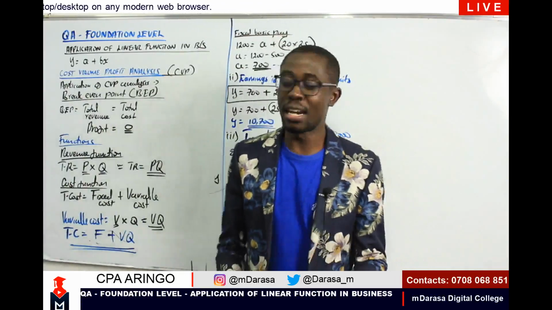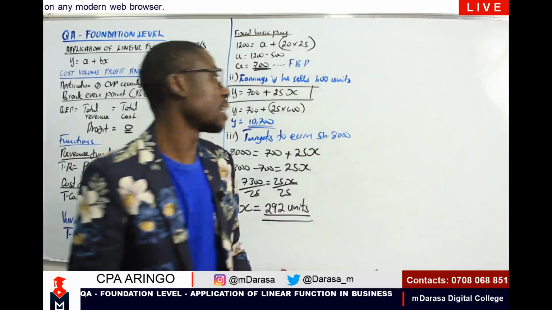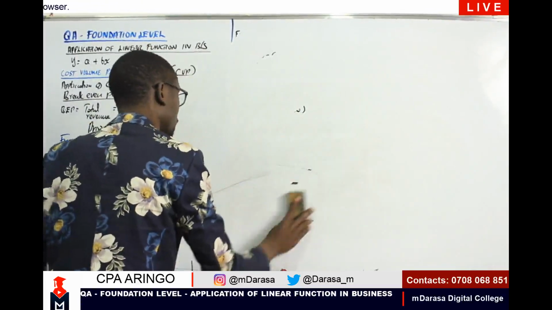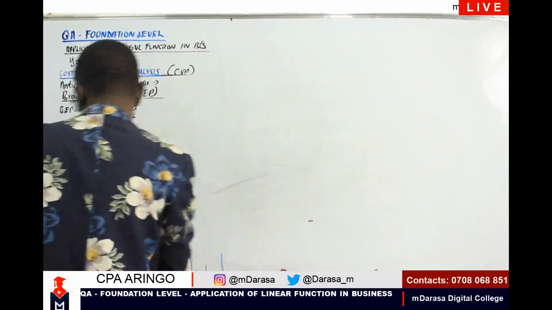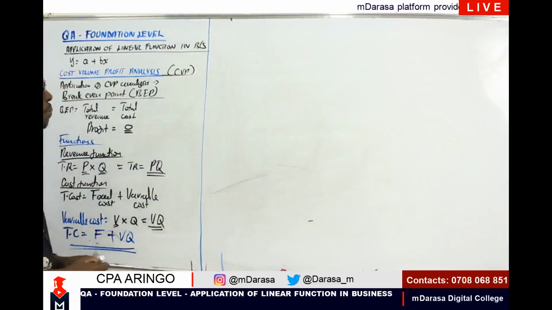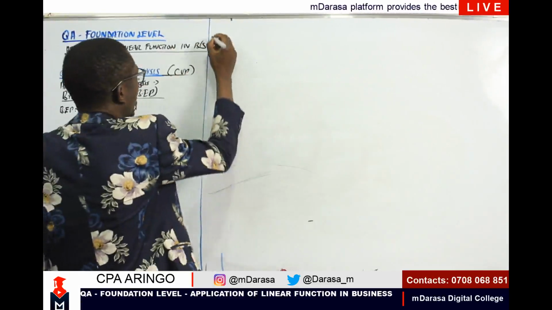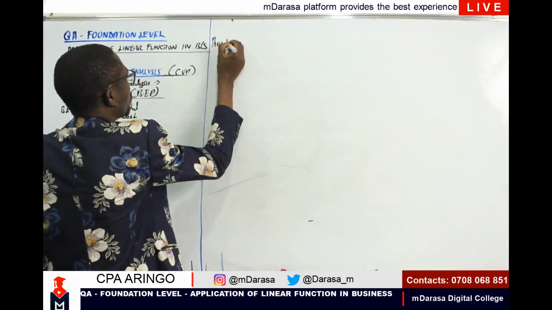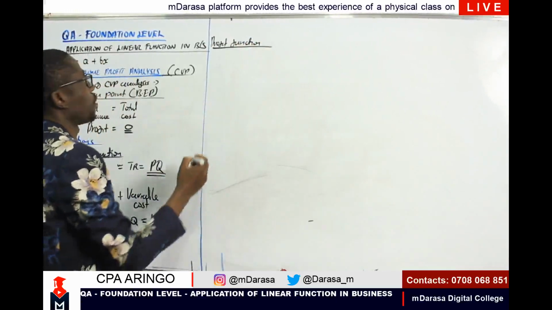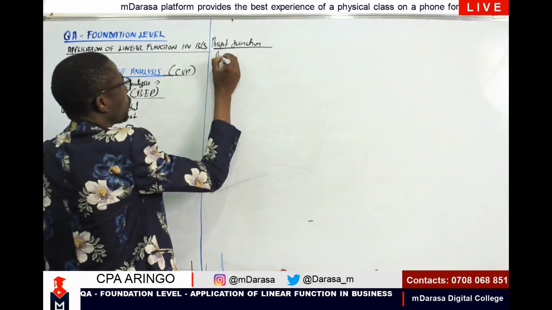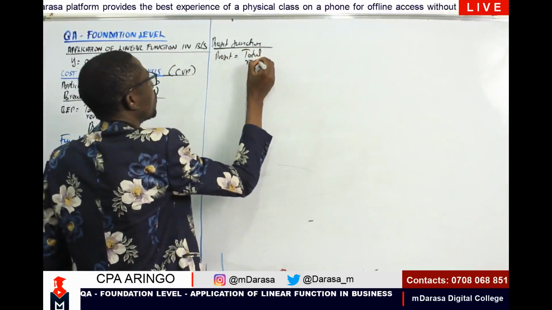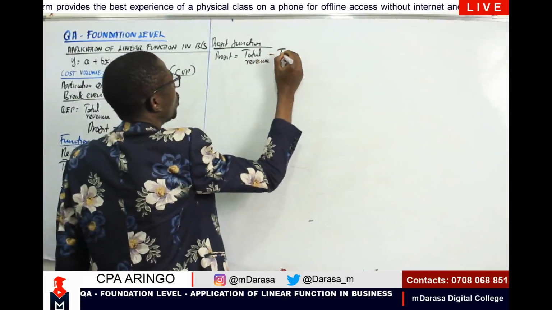Now, let us look at our third function, which is the profit function. Understanding our profit function, my good students, is what we should have at the back of our mind. For the profit function, we know very well that to determine our profit, we talk about our total revenue minus our total cost.